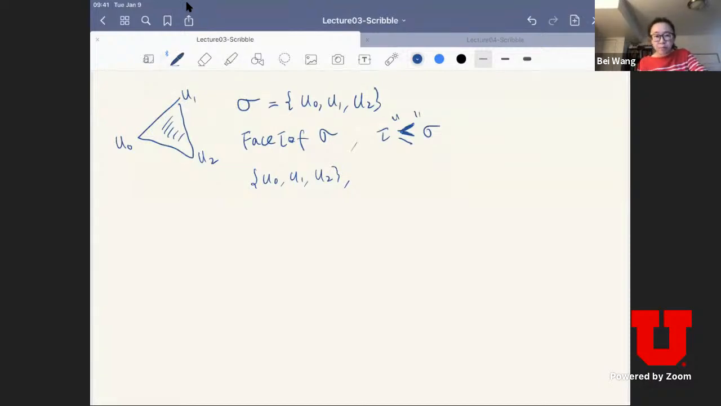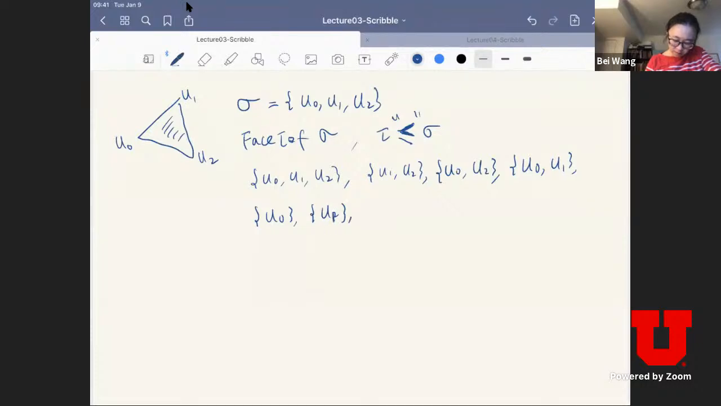Now, if I remove each one of the vertices and look at what's remaining, if I remove the first vertex, what's remaining is U1, U2. If I remove U1, what I have is U0, U2. And if I remove U2, what I have is U0, U1. And if I remove a pair of them, then I always get singletons. Okay, so what does this mean? All these are faces of it, which is basically saying, what is a face of a triangle? It's the triangle itself. And then it's all its individual edges.